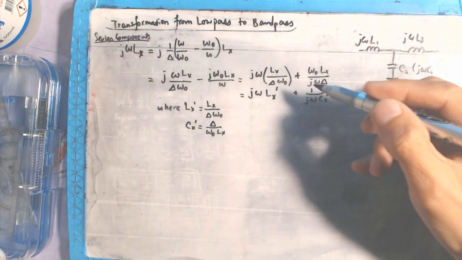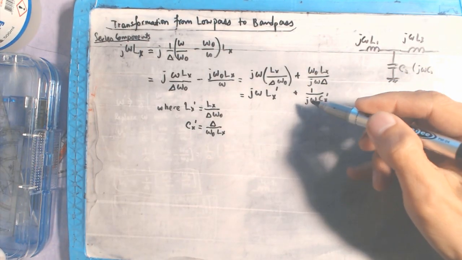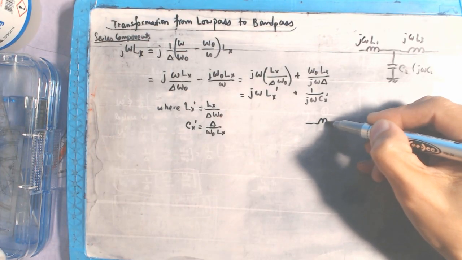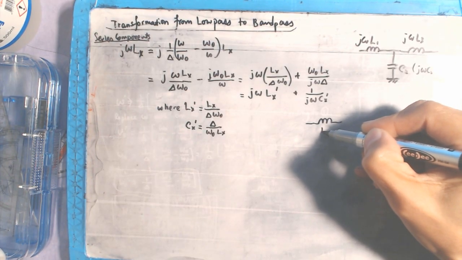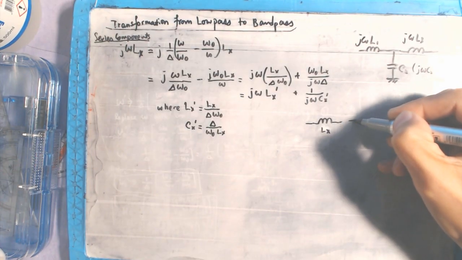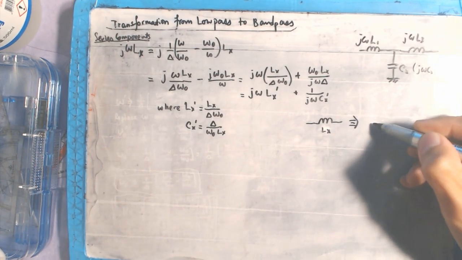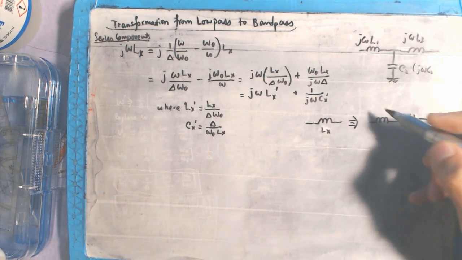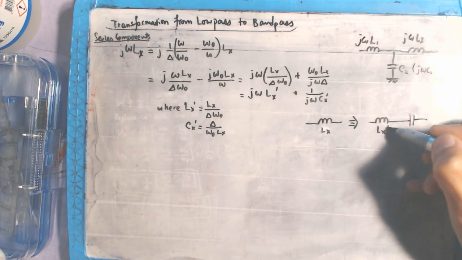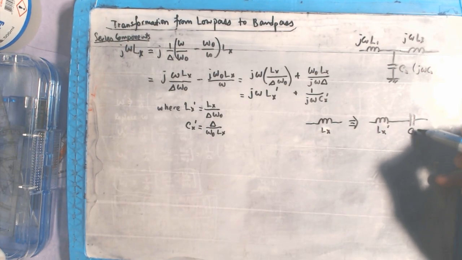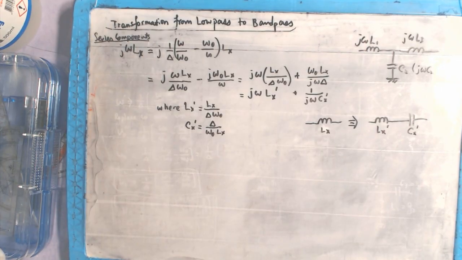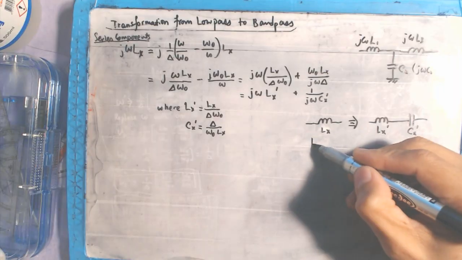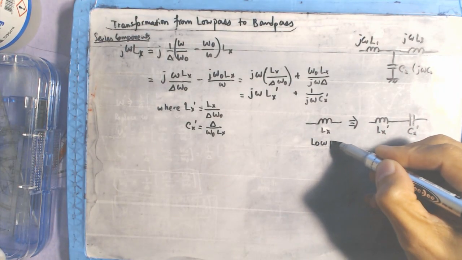So in other words, the transformation you need for the series component is you are going to use Lx and you transform it into Lx prime and Cx prime. So this is the component for low pass, and this is the bandpass.